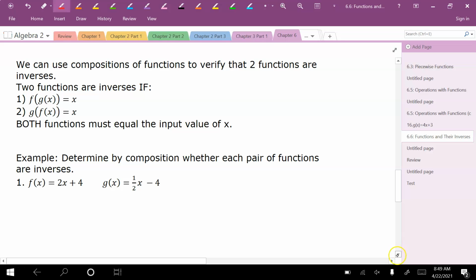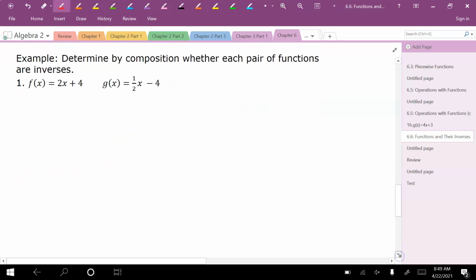So let me show you an example. I'm given f of x is 2x plus 4, and g of x is 1/2 x minus 4. So I need to do two separate compositions here. The first one is f of g. So that means I'm putting g's function into f. Up here, I'm taking this 1/2 x minus 4, and I'm putting that into f's function. So I'm putting it in for the x in that one.